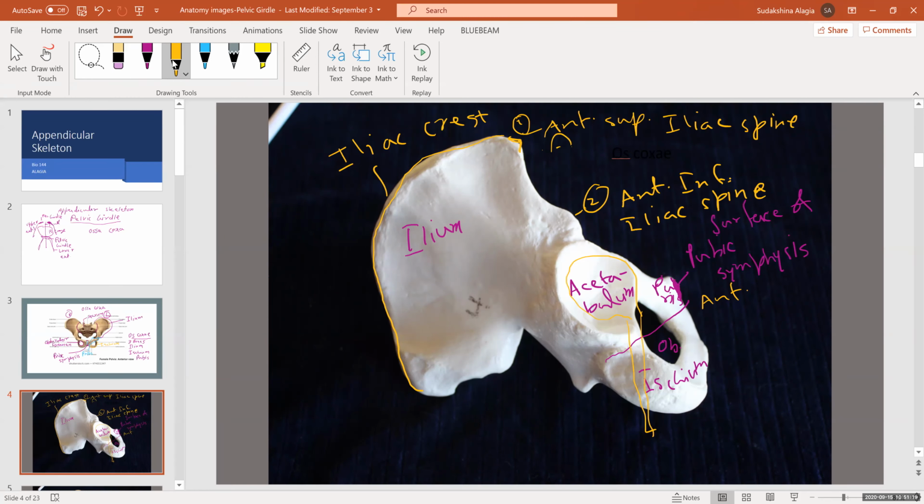Okay, so here, spine, spine. Actually, this whole thing is spine. Spine, spine. What would we call this? And what would we call this? Number 1, number 2. What's number 1? Posterior superior iliac spine. Posterior, superior, iliac, spine. And number 2 is then?